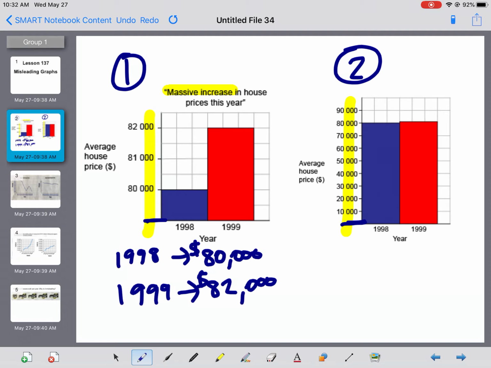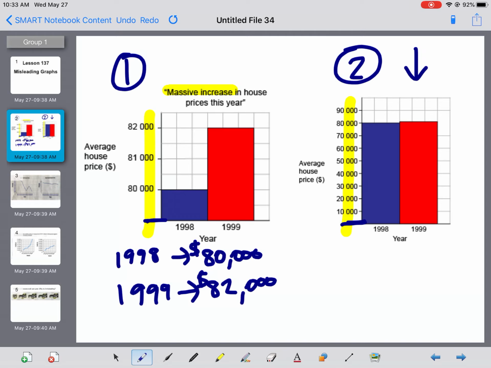But because the graph doesn't start at 0, and because of the size of the bars, it really looks like there was a massive or a giant increase in the price of the house. Graph number 2 does a better job of showing an accurate picture of the information. Even though the information is the exact same in both graphs, graph number 2 gives you a more accurate, truthful picture because the bars are close together in size. You see 1998, 1999, very, very close together. It's showing that there's a little bit of an increase, but definitely not a tripling in the price.